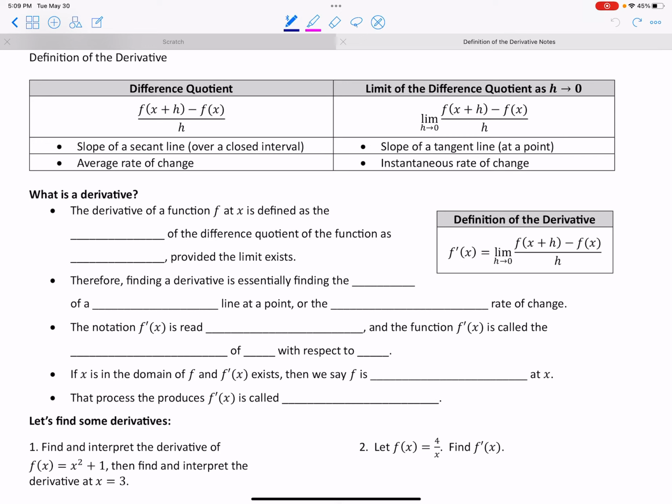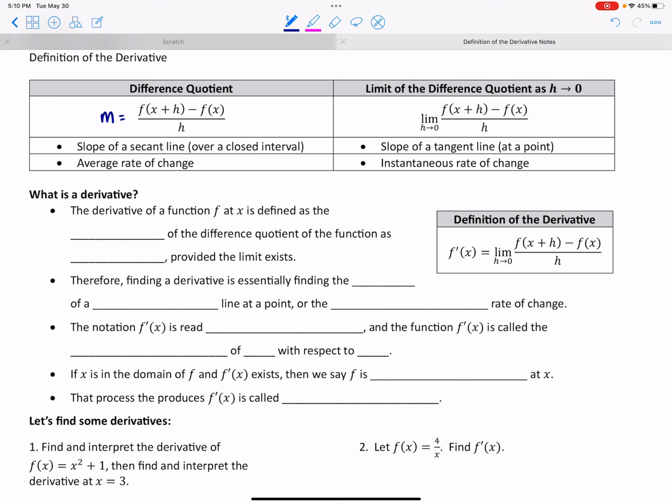So we could say that m, or slope, is equal to f of x plus h minus f of x over h, where what we're doing when we're finding that version of slope, using that notation, is finding the slope of a secant line over a closed interval, and we're doing that to find the average rate of change of some curve over that closed interval. So we are approximating the rate of change for some function using the secant line.